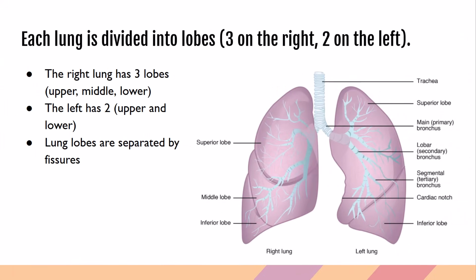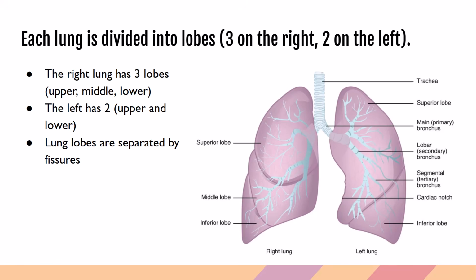Each lung is divided into lobes. There are 3 on the right and 2 on the left. The right lung, having 3 lobes, has the superior, middle, and inferior lobe, or the upper, middle, and lower. And then the left side has 2. It has an upper and lower, or superior and inferior.